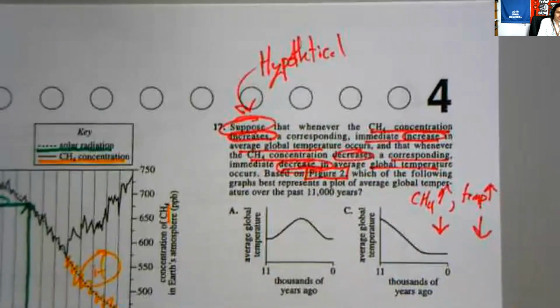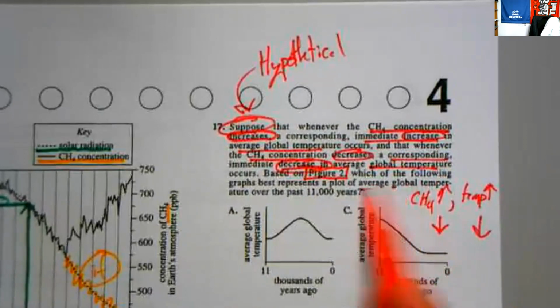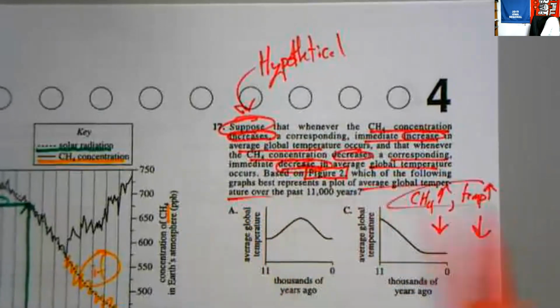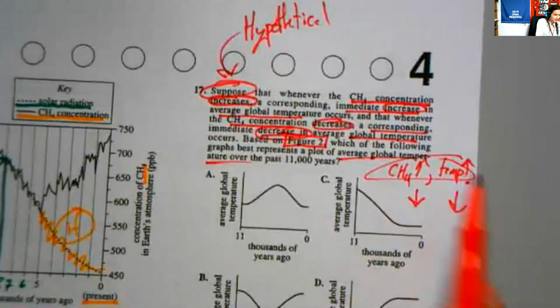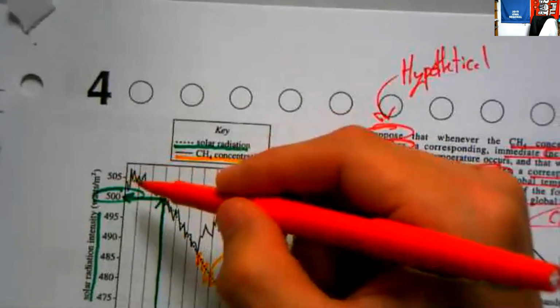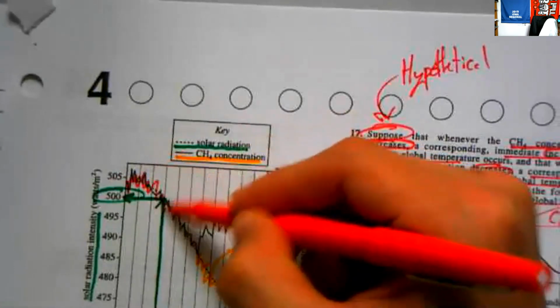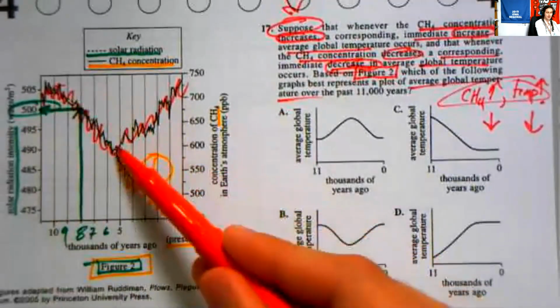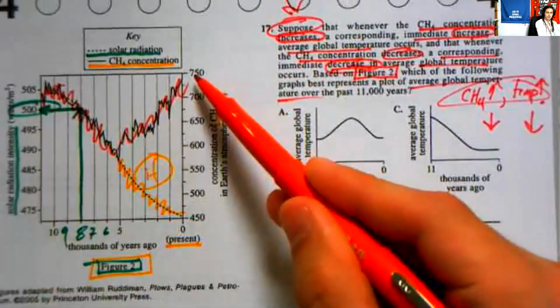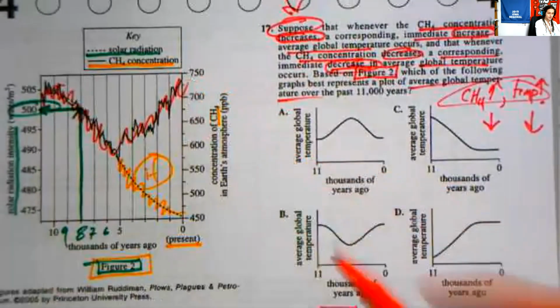Based on figure 2, which represents a plot of temperature? Well, temperature is going to look like CH4. What does this tell you? When CH4 goes up, temp goes up. So if we have right here CH4, that's what CH4 did. CH4 went down and then went up. What's temperature going to do?